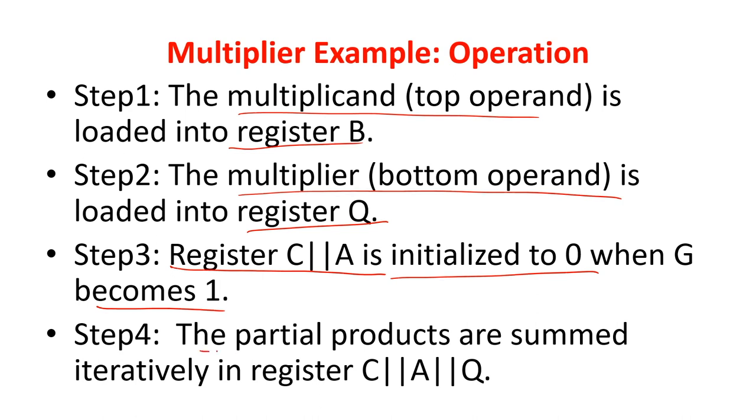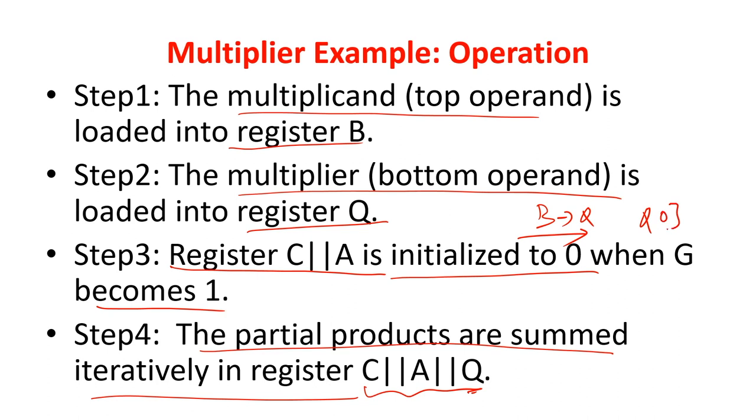And in step 4, the partial products are summed iteratively in register CAQ. CAQ means this is a concatenation: carry, the partial additions as the higher part, and the Q. So, Q is the lower part of the product. Initially we load the multiplier into Q, and every time we shift Q, we get the current bit. Q0 always gives the current bit of the multiplier at every iteration.